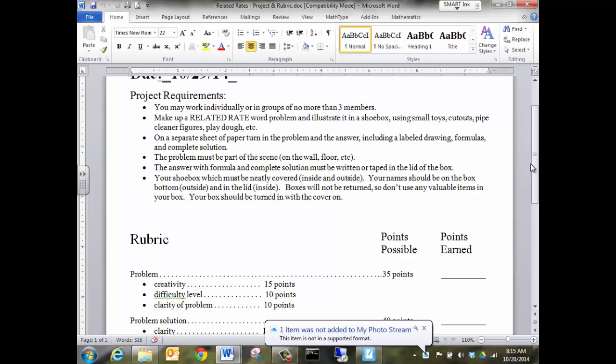You have to make up a related rate problem, okay? Don't Google related rates. Find the problem and write it down, because if you can Google the problem, so can I, all right? So don't do anything that obvious with what you're doing here.